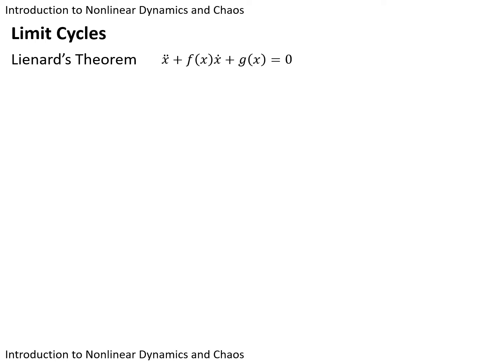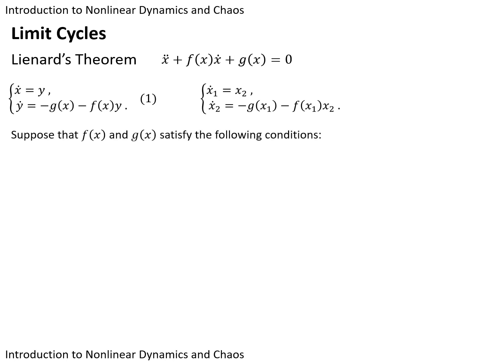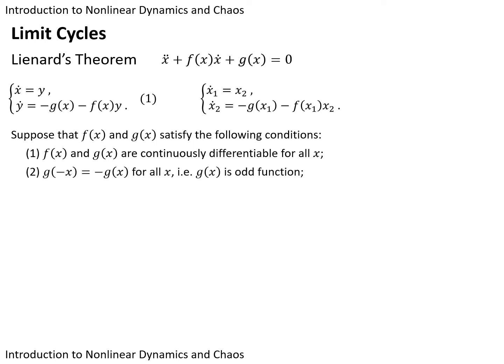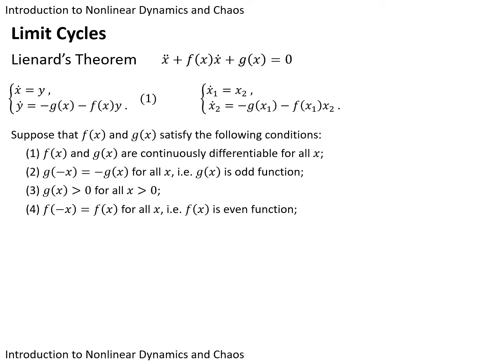Assume we have the following differential equation that can be represented in this form or in this form, and suppose that f of x and g of x satisfy the following conditions. First, f of x and g of x are continuously differentiable for all x. g of x is an odd function. Also, it is positive for all positive x. f of x is an even function.